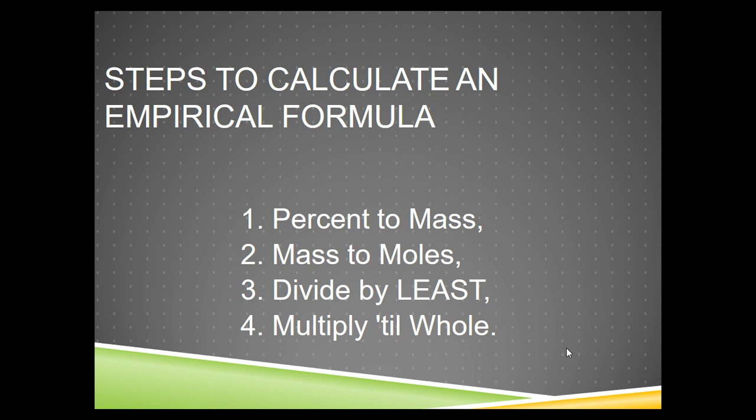Now, you're going to look at this and say, Mrs. Teagues, there's 4 steps. And yes, there are 4 steps, but it rhymes. So that's something. All right, so 1 is percent to mass, 2 is mass to moles, then divide by the least, multiply till whole. Percent to mass to moles, divide by least, multiply till whole. I think Sophie could come up with a nice little tune for that.